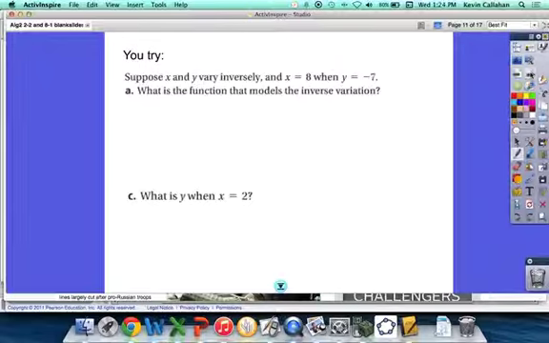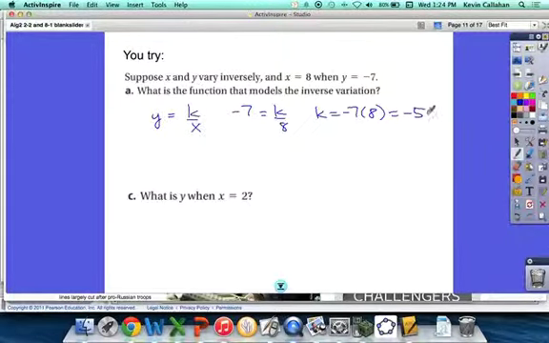Suppose x and y vary inversely, and x equals 8 when y equals negative 7. Okay, so y equals k over x. x equals 8 when y equals negative 7, so negative 7 equals k over 8. Therefore, k equals negative 7 times 8, which is negative 56. So y equals negative 56 over x.